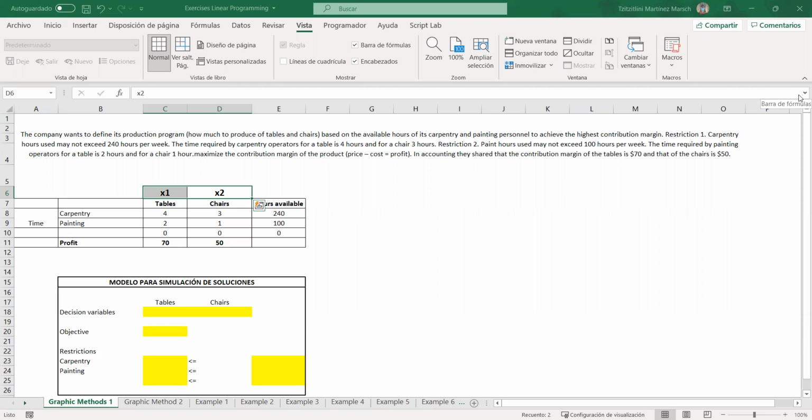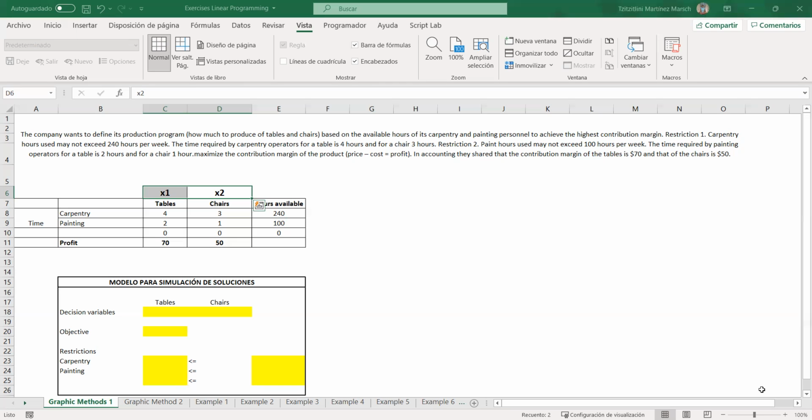The time required by carpentry operators to make one table is 4 hours, and to make one chair is 3 hours. The second restriction is for the painting hours. We cannot exceed 100 hours per week because we don't have enough personnel. That's the personnel we have. The time required by painting operators to paint a table is 2 hours, and to paint a chair is 1 hour. And what we're looking for is to maximize the profit margin.